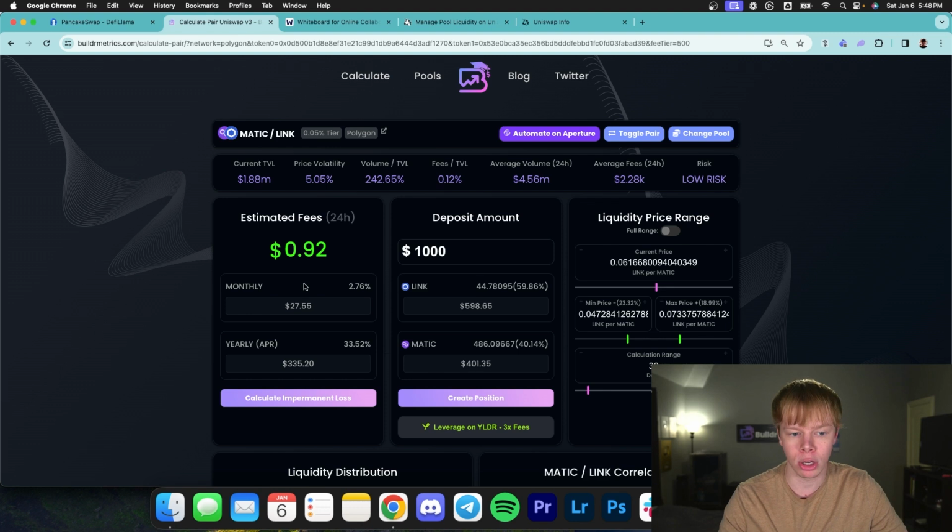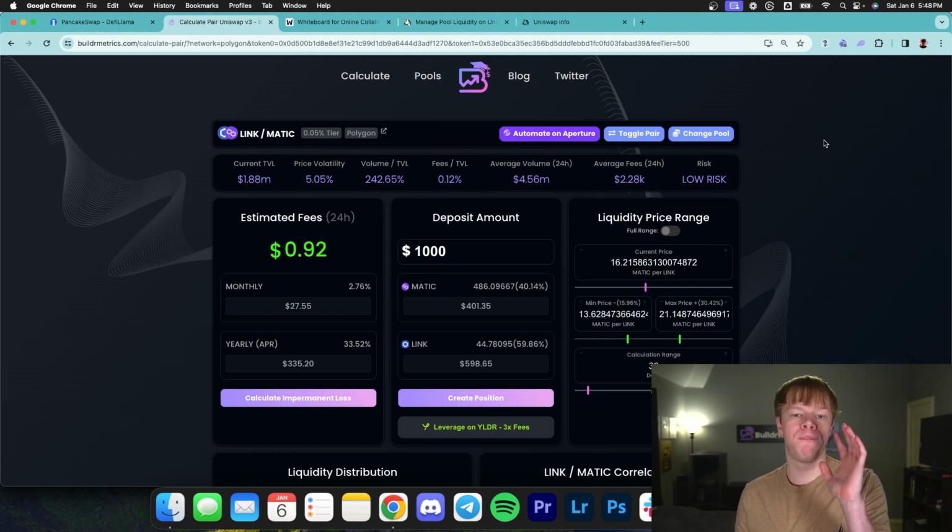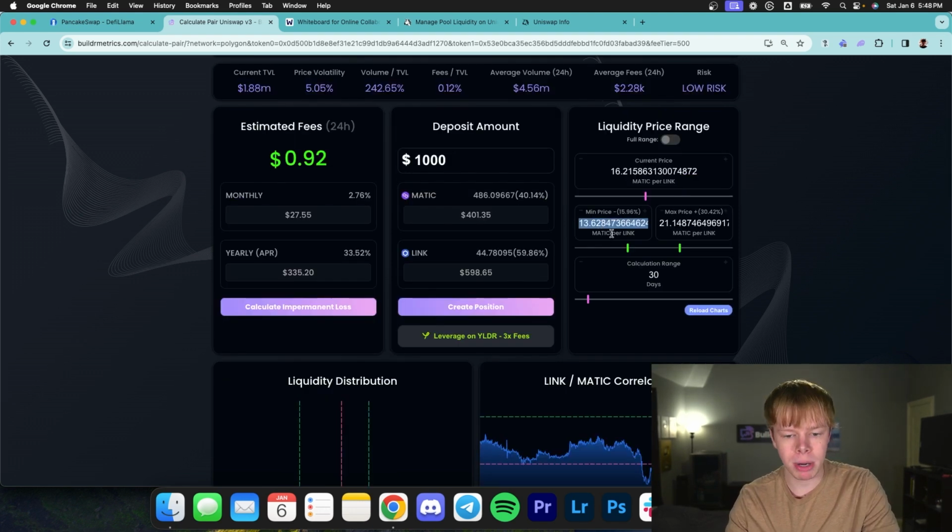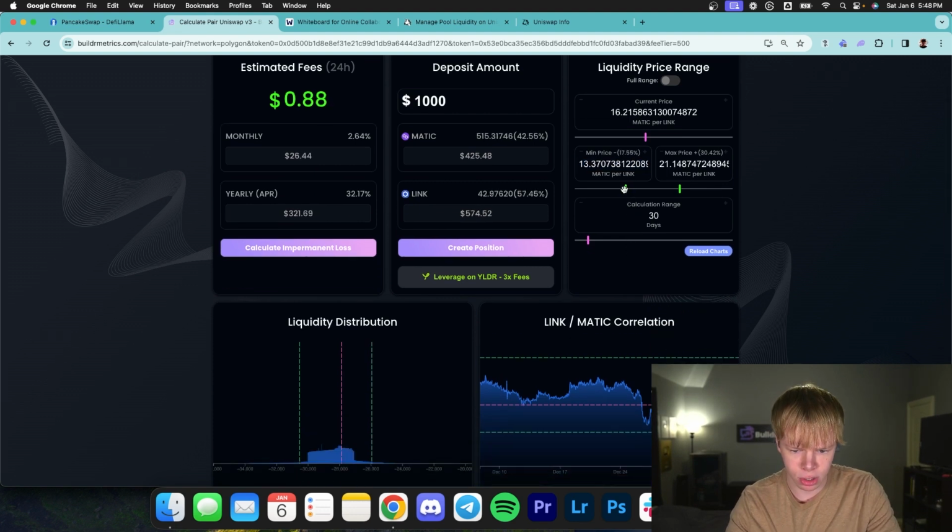Now, if we hit toggle pair, you can see we're looking at how many Link it takes to equal one Matic. So what that means is if Link is at, let's just say, $15 and Matic is at $7.50, the price of that pool is going to be 2 because it takes 2 Matic to equal 1 Link. Now, if Matic's at $5 and Link's still at $15, the price is 3 because it takes 3 Matic to equal 1 Link. Makes sense? Simple division. So over here, we're looking at how many Matic it takes to equal 1 Link. So we'll look over here.